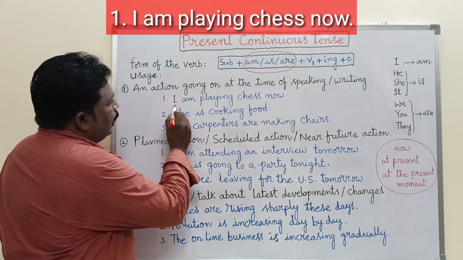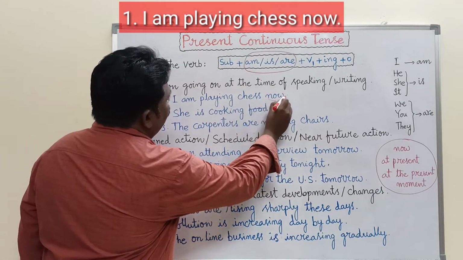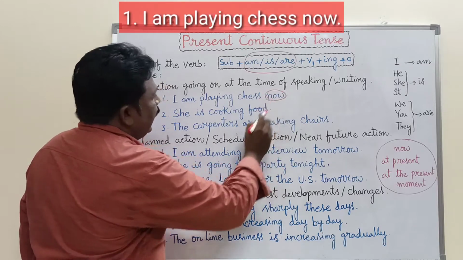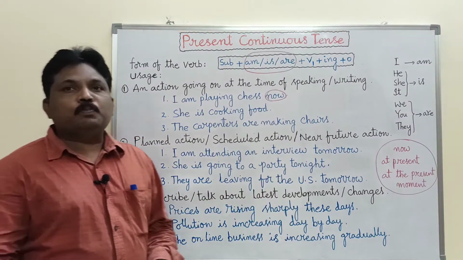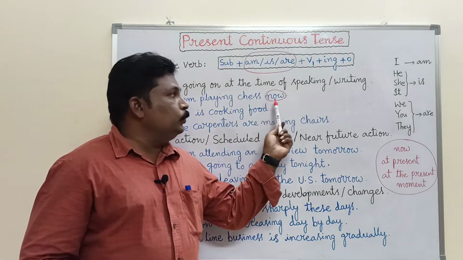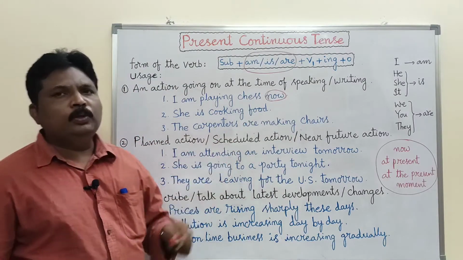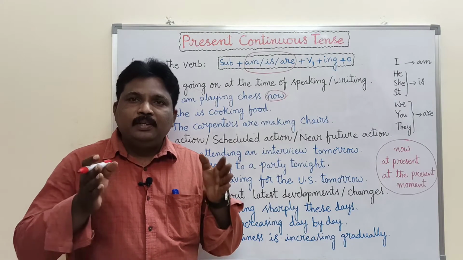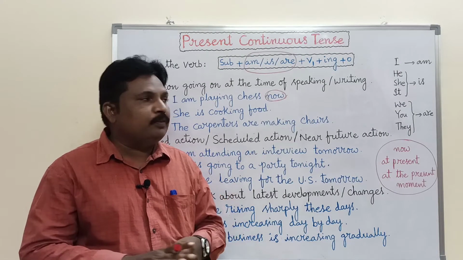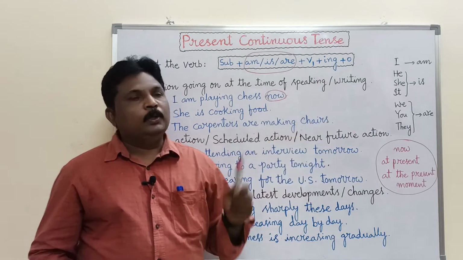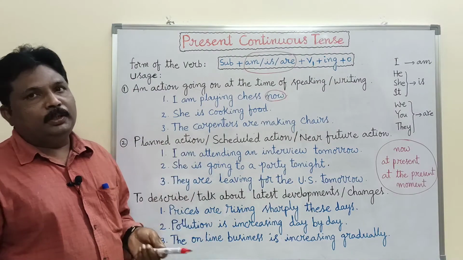Examples. First example, I am playing chess now. Here, now is the adverb or the time indicator used in this sentence. So, I am playing chess now. The activity of playing chess is happening at the time of speaking or writing. So, this is present continuous tense.